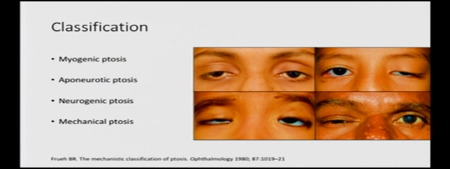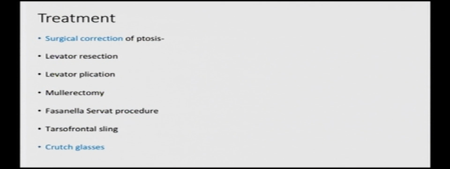It is classified into 4 categories based on the etiology: myogenic ptosis, aponeurotic ptosis, neurogenic ptosis, and mechanical ptosis. There are different surgical options available based on the severity of the ptosis as well as the levator function. The non-surgical option in these cases is crutch glasses, which is reserved for those who are not fit for surgery, where the LPS is poor and the Bell's is also poor, where we cannot operate.